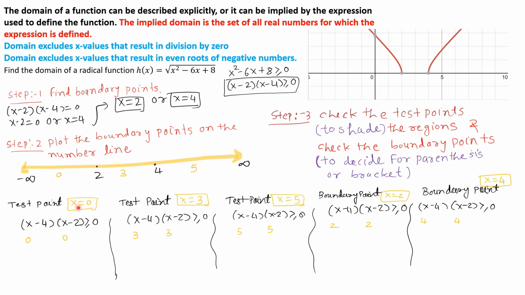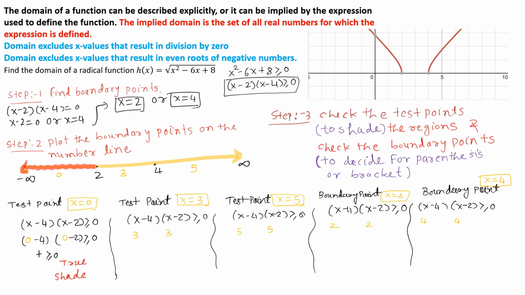Now I'm going to check each test point and see if I should shade this region or not. So test point x equals 0, I'm going to plug in, I get this. And now you don't have to simplify or find the answer. You just multiply the signs. So negative times negative is a positive sign. Positive greater or equal 0. This is a true statement. That means this region you shade. So when you shade, your shading will be from here up to here.